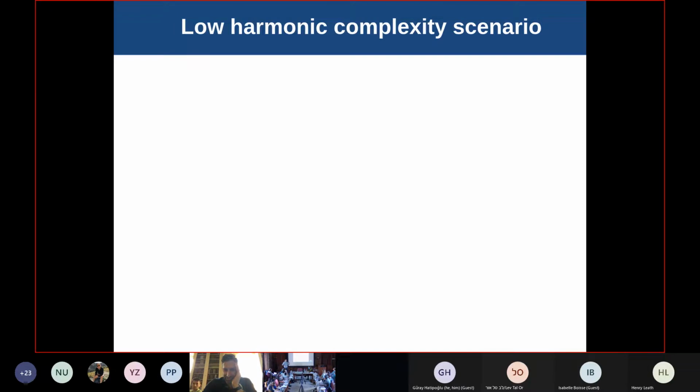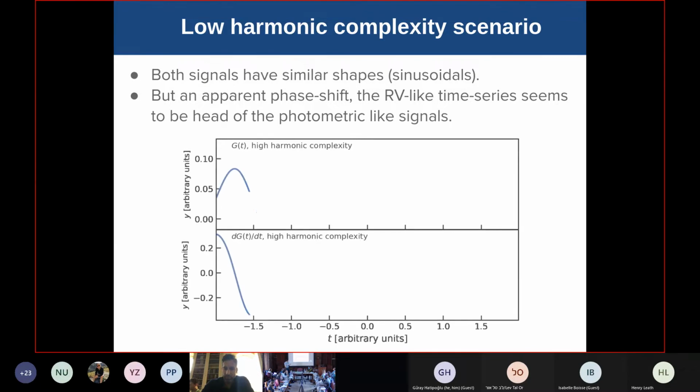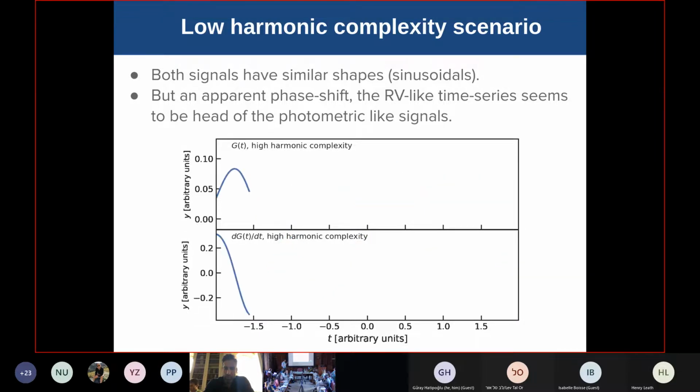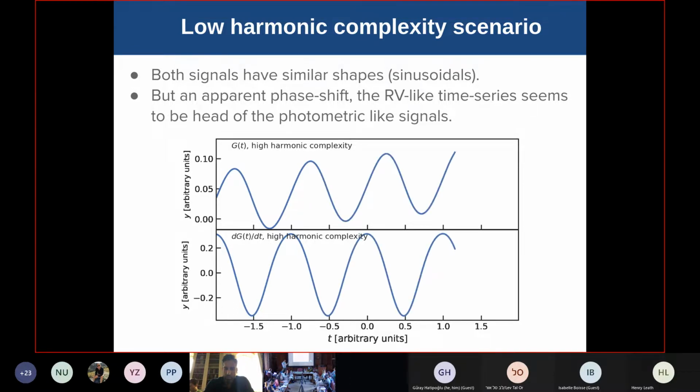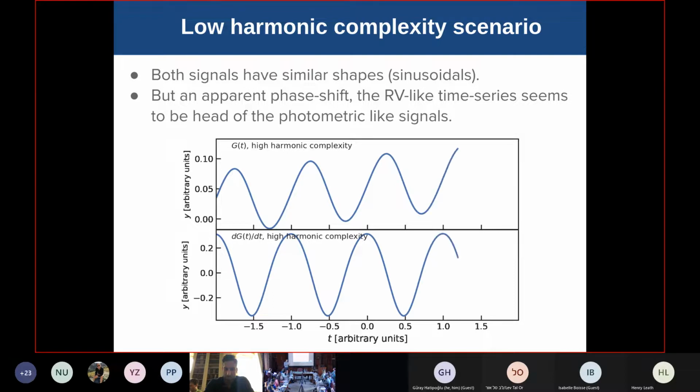The second one is at the other extreme, in which you have a low harmonic complexity scenario. In this case, when you do the math, you see that practically both signals behave as sinusoidals, but the RV-like time series has more or less the same shape, with a small shift that you see in the stellar signals. Here I also have an animation in which I created these kinds of signals: the activity indicator-like signal, and then the radial velocity-like signal. They both look practically the same, but you have a small shift in which the radial velocity seems to be a bit ahead, and these kinds of shifts have been observed. Actually, Annelies will talk about this. I'm looking forward to seeing that.